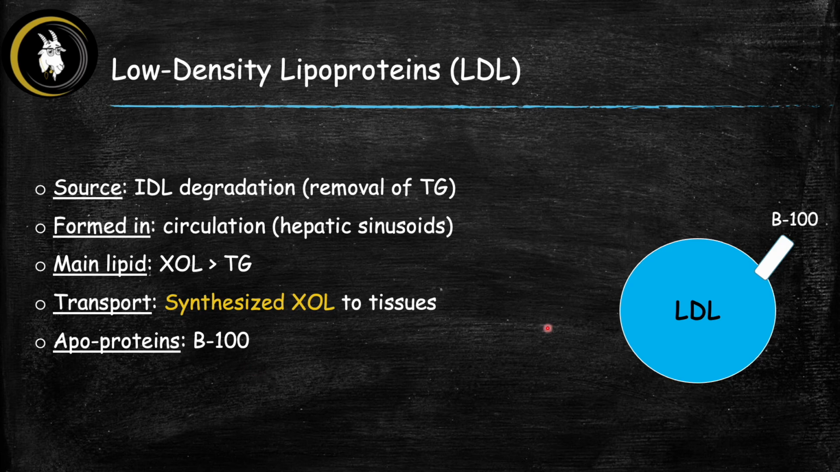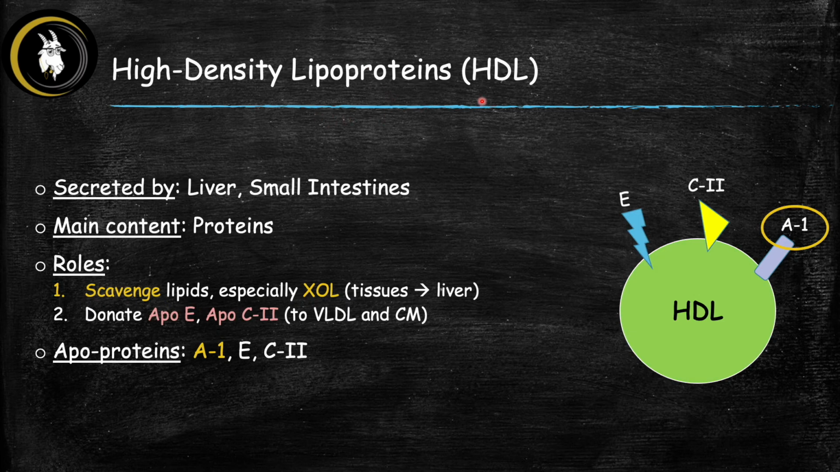So the only one left on LDL is ApoB100. That's the main apoprotein of LDL. All right, so the final one then is going to be HDL, or high density lipoprotein.